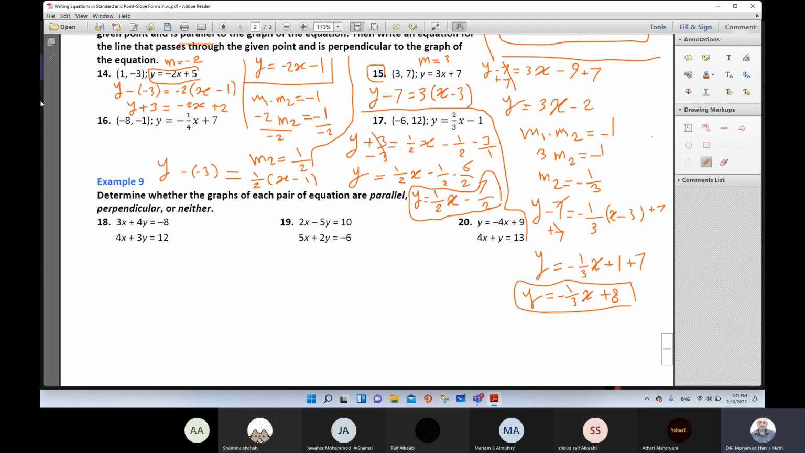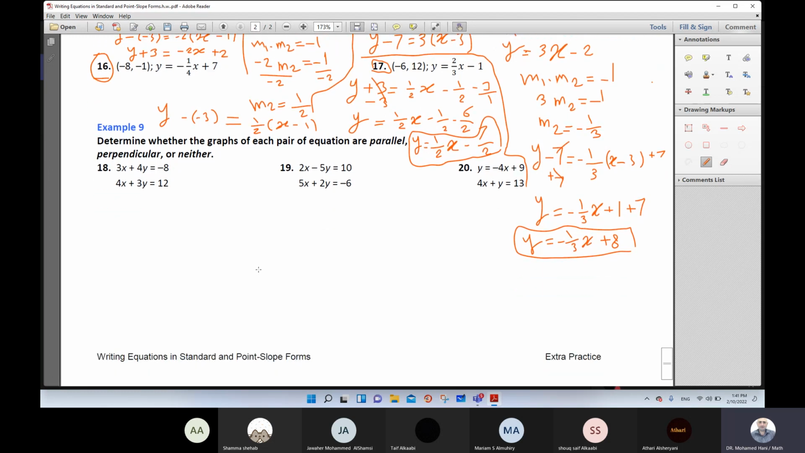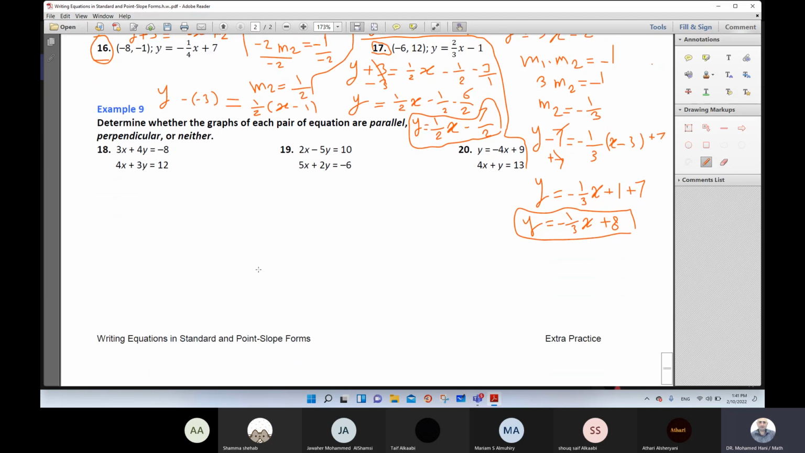Number 16, the same idea. And number 17, the same idea. Exercise number 9, determine whether the graphs of each pair of equations are parallel, perpendicular, or neither. How to know if the two equations here are parallel or perpendicular or neither? You can find the slope of the first equation.